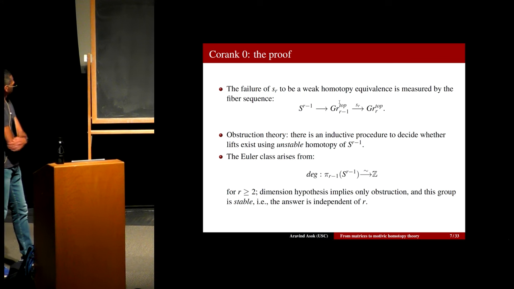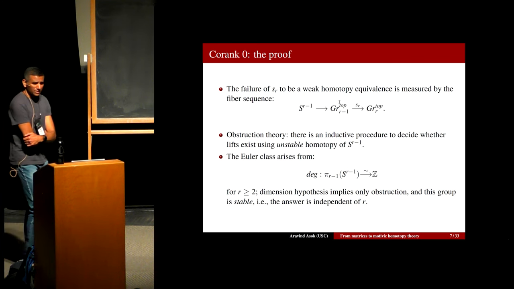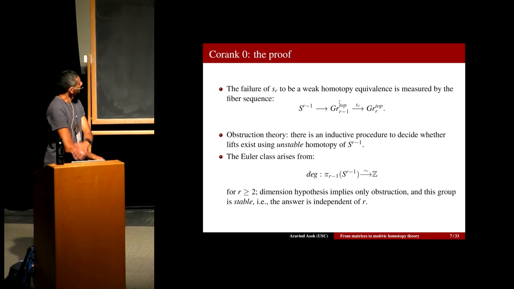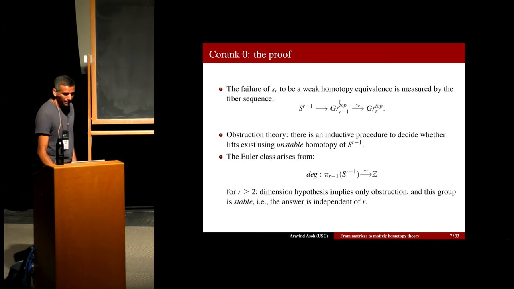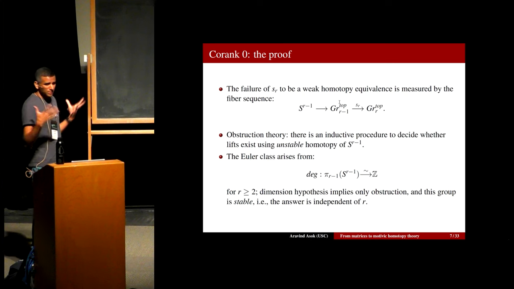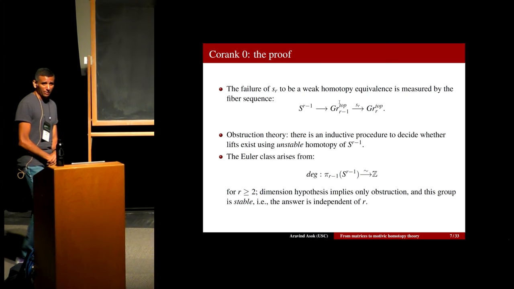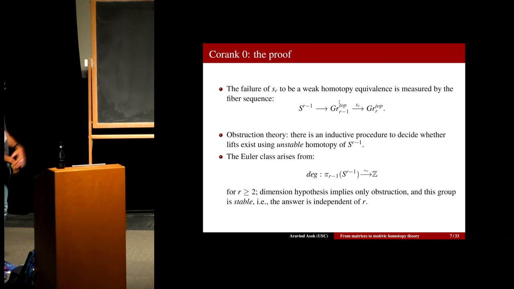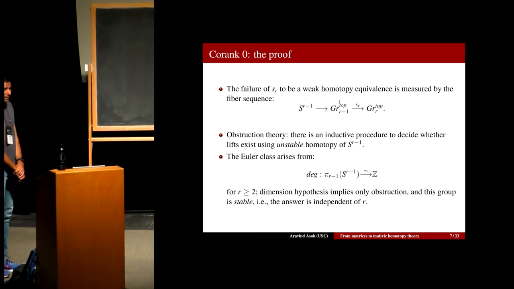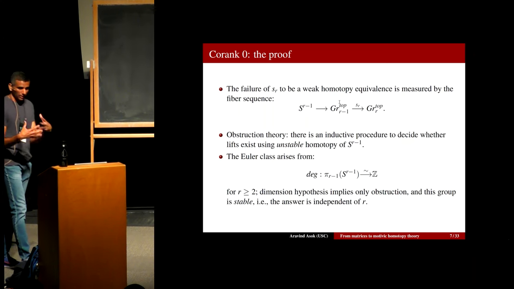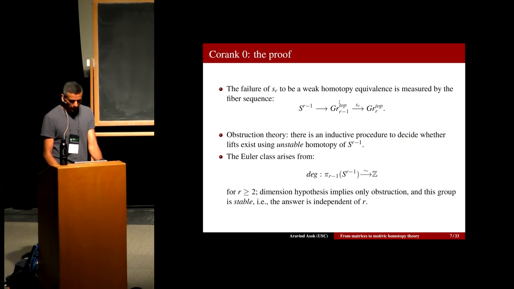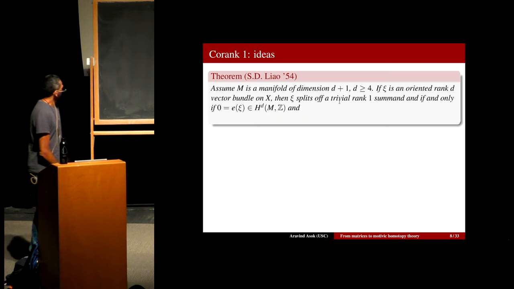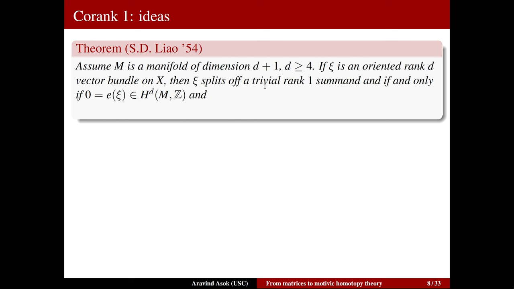All right, so as I mentioned, this group is stable, and so the answer is independent of R. This is also a paradigm for how these proofs are going to go in general. If you want to answer this kind of question, you stare at that fiber sequence above, and you're going to have to write down a bunch of obstructions. So let me, just for the sake of illustration, describe the next case.